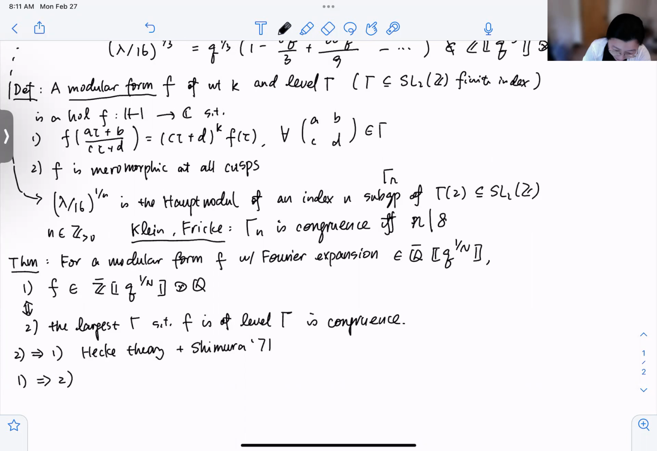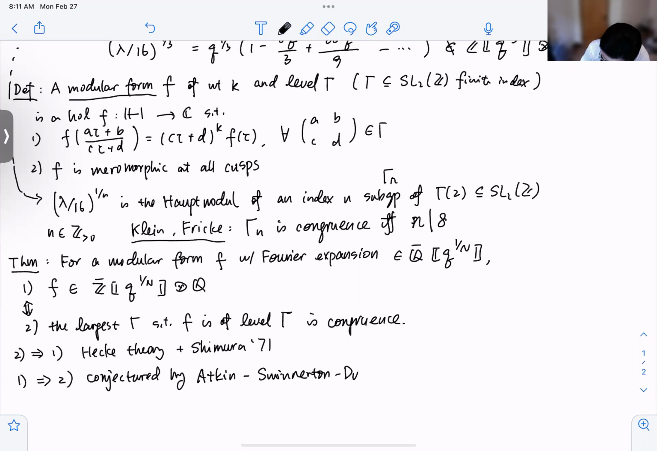is 1 implies 2. This was conjectured by Yunqing and Swinnerton-Dyer, and recently proved in joint work with Calegari, Dimitrov, and Tang.